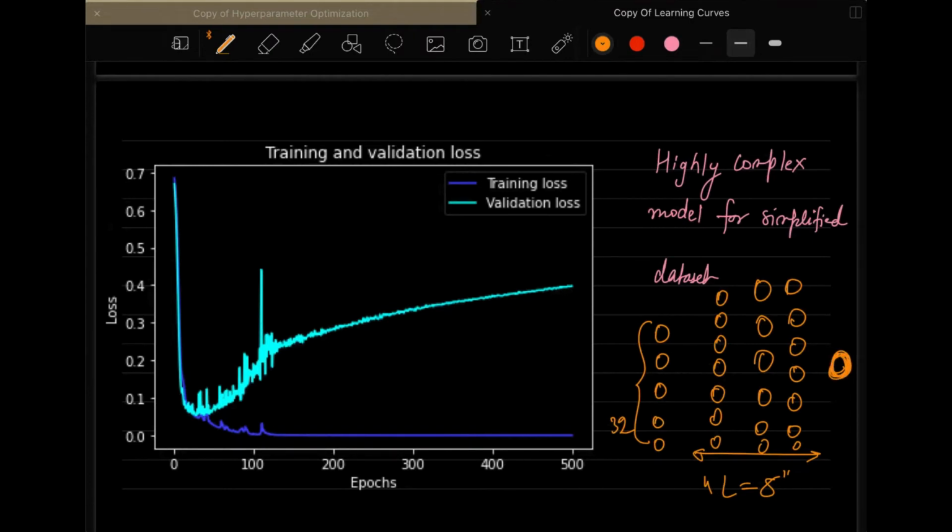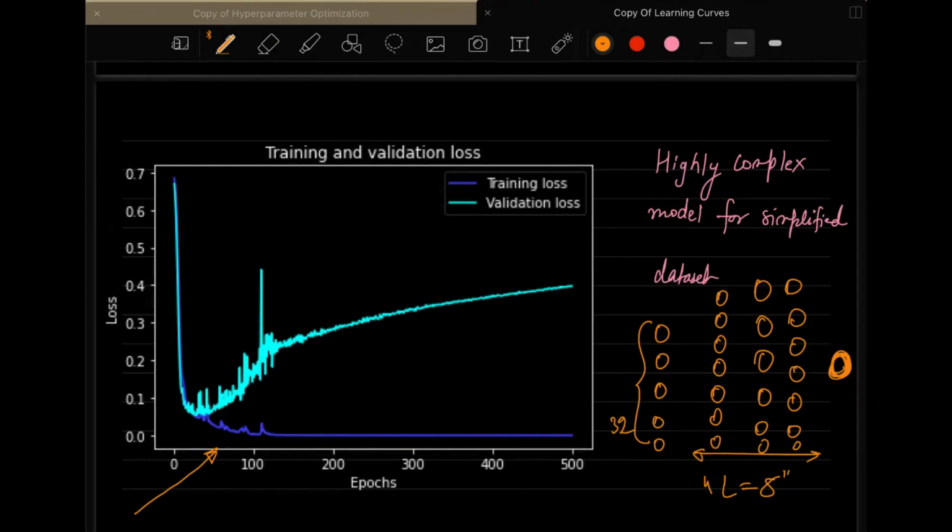As you can see, the data set is very small and this is highly overkill. You are making such a highly complex neural network which is actually not required, and now you can see the plots for that highly over complex model, and it's seriously not performing well, and it's very difficult to find the optimal point.